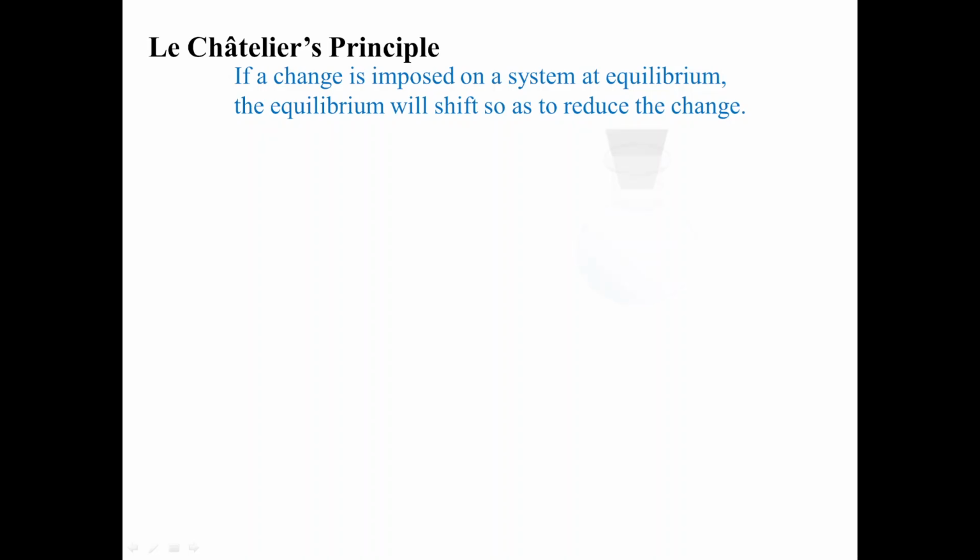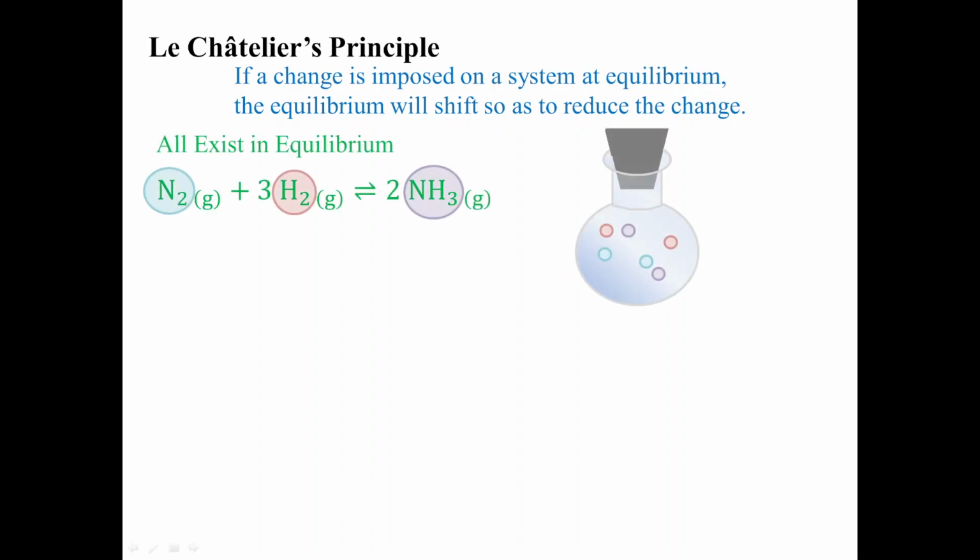To begin with, let's say we have a vessel filled with some gases, and they're at equilibrium according to the equation shown here, where we have nitrogen gas, N2, plus 3 hydrogen gas, H2, and 2 ammonia, NH3. We can figure out the equilibrium constant with the equation shown here. And let's say we impose a change. Let's say we add more of one of the reactants. Let's say we add more N2.